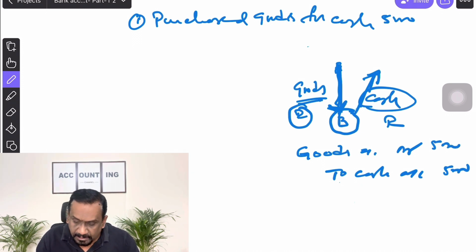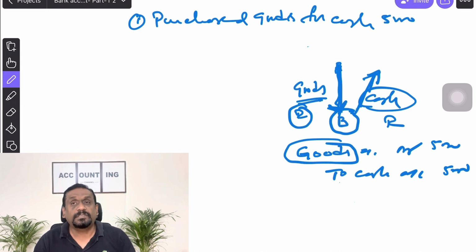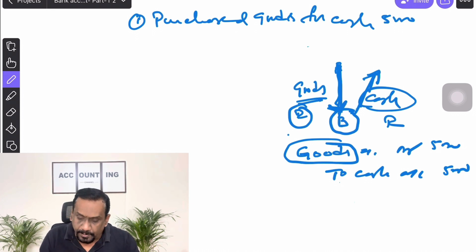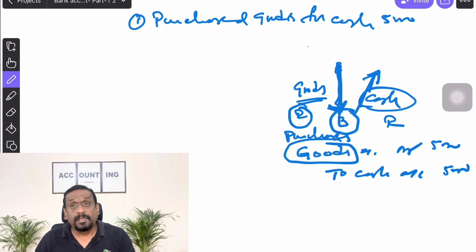But instead of debiting goods account, since we purchased the goods, since it is a purchase, you can debit purchases. You can debit purchases account. Clear? This is the journal entry. Purchases account, there is no harm in debiting goods account, right? So don't worry about that.